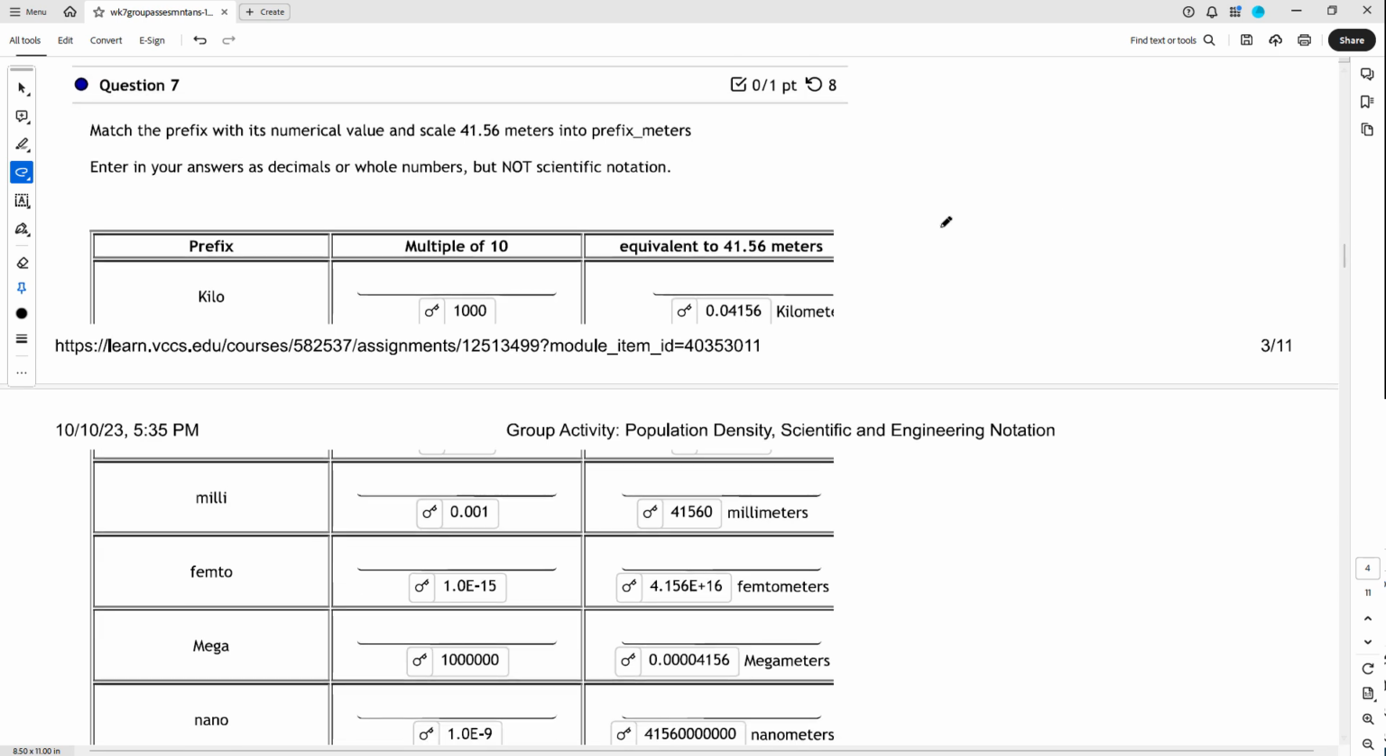Okay, and this one they want us to convert it. Do what we did last time. Each time you convert this, you want meters to cancel out with all of these. So I'll do 3 of them. First 3 here. So I have here what? 41.56 meters, and I want meters to go away.